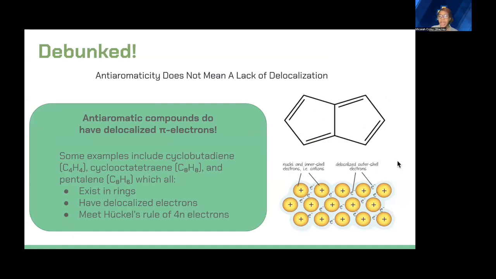Around here. And then we have a picture that shows delocalized electrons in the outer shell electrons and how they orbit around different compounds. And so that's just an example of what we will call a delocalized electron cloud as well.